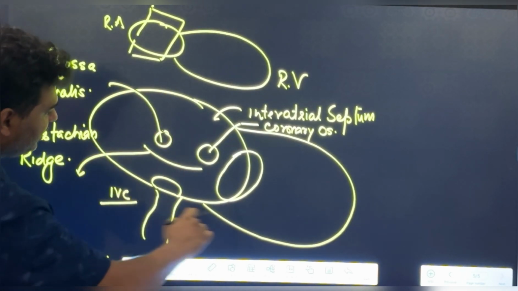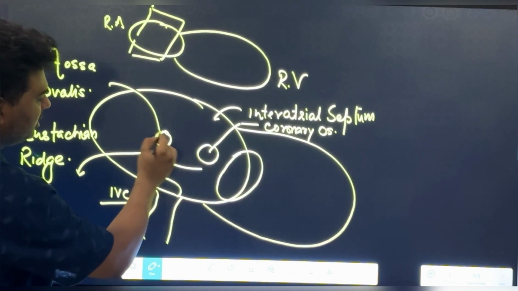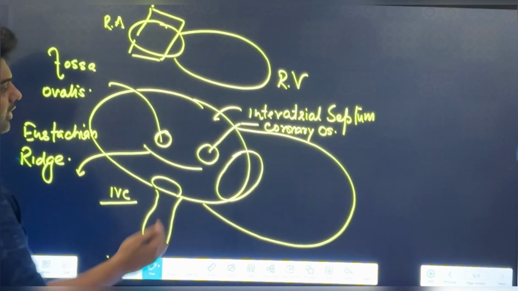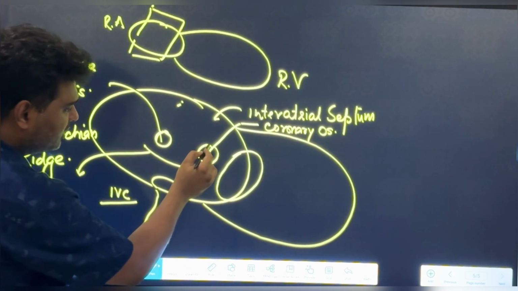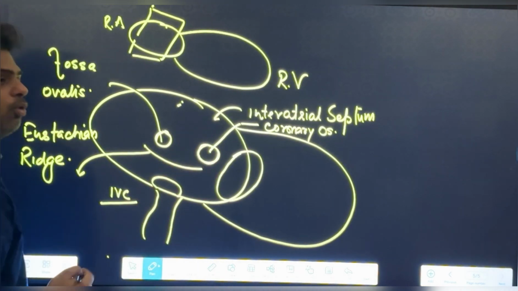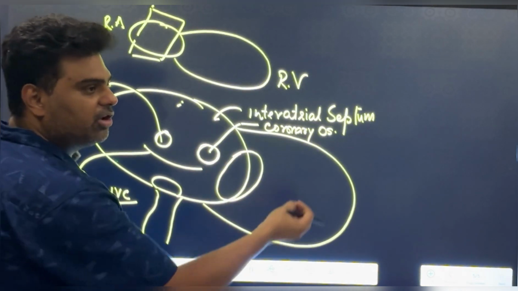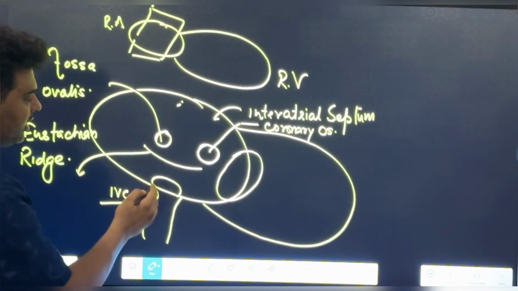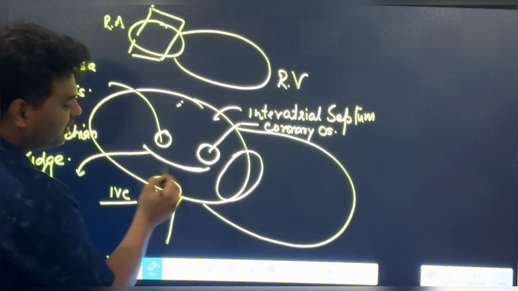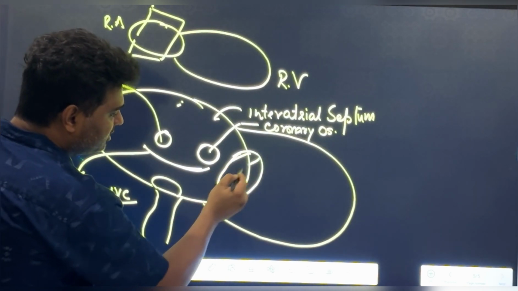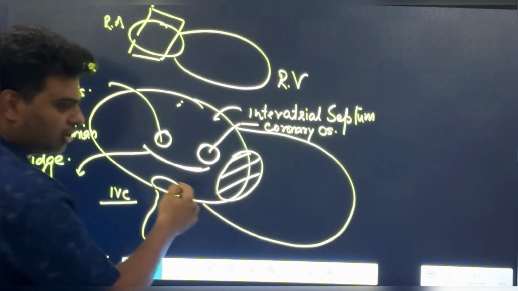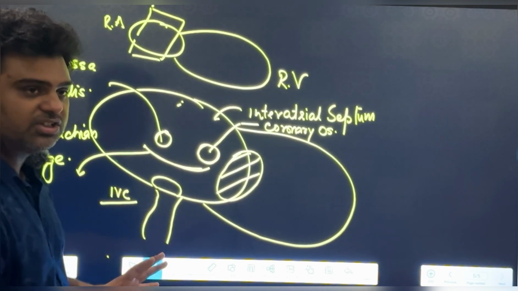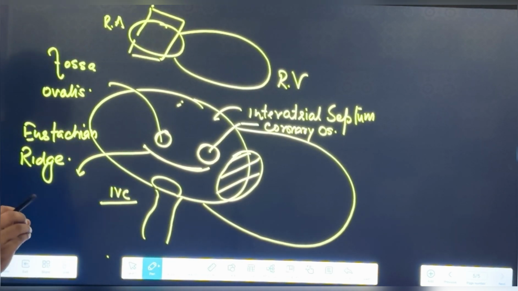This is the right atrium. In right atrium, we have this part, the fossa ovalis, which is the remnant of foramen ovale. This is interatrial septum. This is coronary os, which is the opening of coronary sinus, where all the deoxygenated blood from the heart gets into the right atrium. This part is the Eustachian ridge. This part is the tricuspid valve, or the tricuspid annulus. This is the IVC.